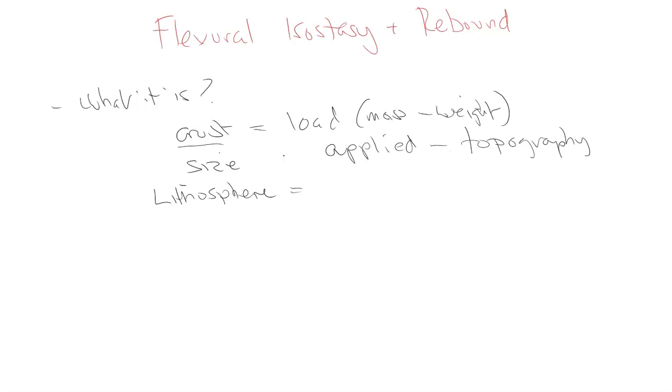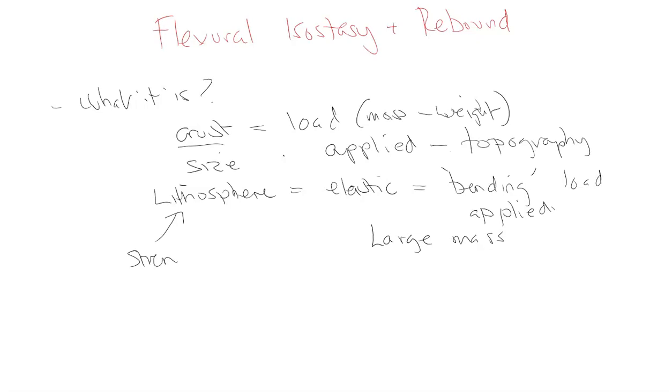Now, the lithosphere is a lot more elastic than the crust, so there is some sort of bending when a load is applied. There's going to be some bending with a mountain range, or bending with accumulation of sediment, maybe an accretionary wedge, but it's a large scale mass. The lithosphere is going to bend, and it bends based on the strength of the lithosphere, which could be the thickness and also composition.